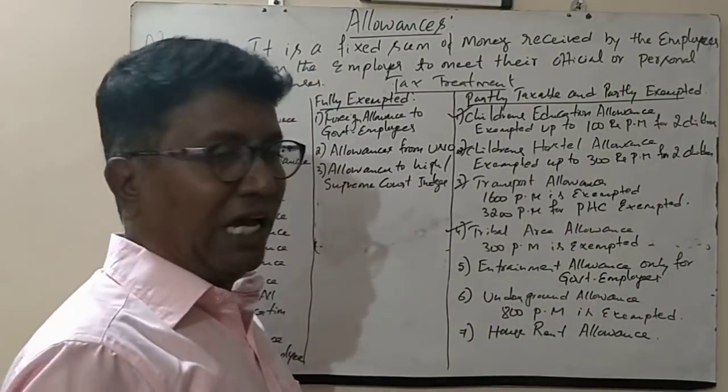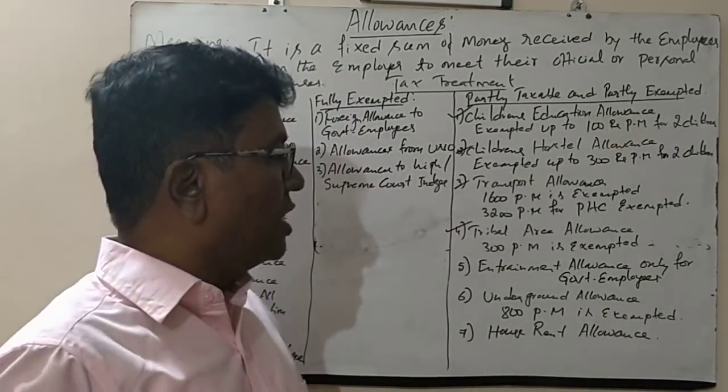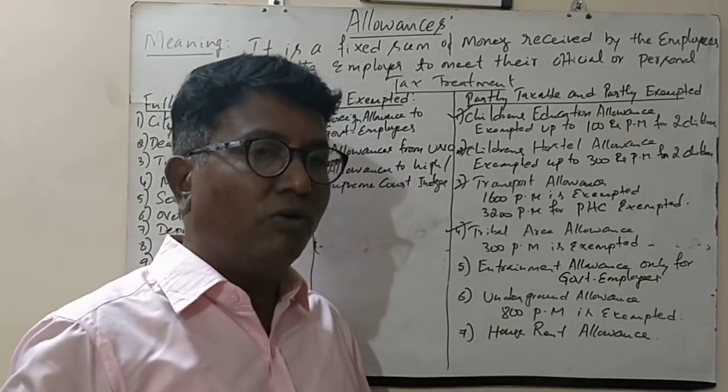ಎಂಟರ್ಟೈನ್ಮೆಂಟ್ ಅಲೋಯೆನ್ಸ್, ಅದನ್ನ ಆಮೇಲೆ ಬರೋಣ, ವಿಲ್ ಕಮ್ ಬ್ಯಾಕ್ ಲೇಟರ್. ಲೆಟ್ಸ್ ಕನ್ಸಿಡರ್ ಅಂಡರ್ಗ್ರೌಂಡ್ ಅಲೋಯೆನ್ಸ್. What is this underground allowance?